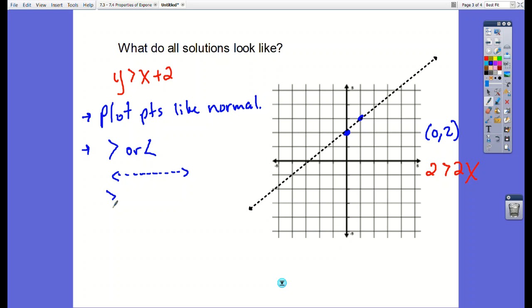But if we have greater than or equal to or less than or equal to, then we're going to use a regular solid line, just like we're used to, because anything on the line itself will work.